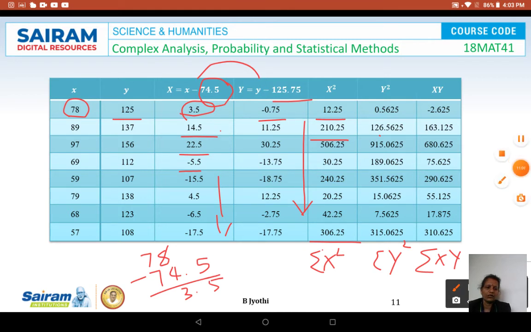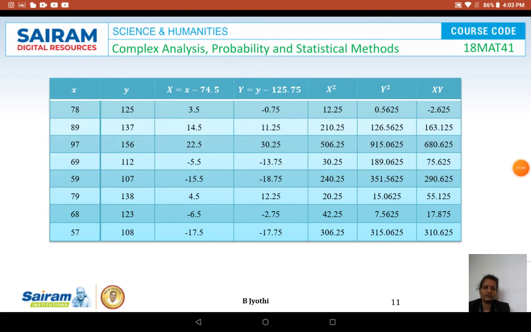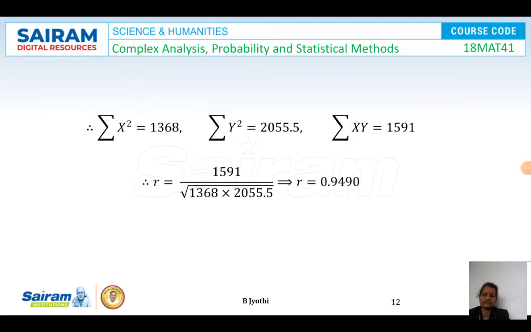Now by taking all these values, we are going to substitute in the formula of r. That is, x square total is 1368, y square total is 2055.5 and xy total is 1591. Let us substitute in the r formula, which is given by 1591 divided by root of 1368 into 2055.5, where r will give us 0.9490. This is positive correlation, and we can say they are highly positively correlated.